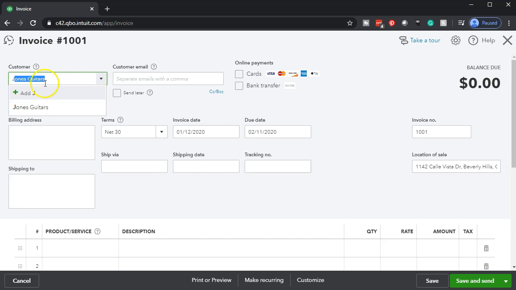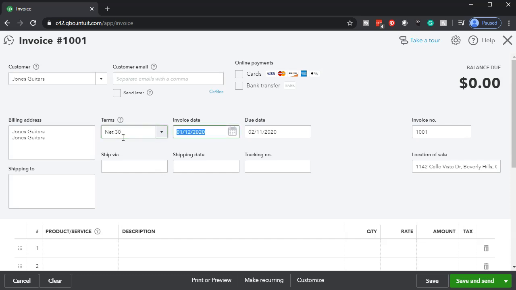So we could just populate Jones Guitar here because Jones is already in the system. So we're going to populate Jones Guitar and say tab. If we have the email address, we can set up the email address. We can also set up other online payment options. Then we're going to go down to the billing, or let's just tab through this. We've got the billing information, then we have the shipping information, then we have the terms. The terms basically mean how soon we expect to receive payment on this invoice. So they're 30 days, net 30 at this point.